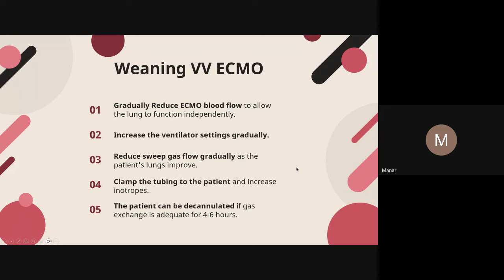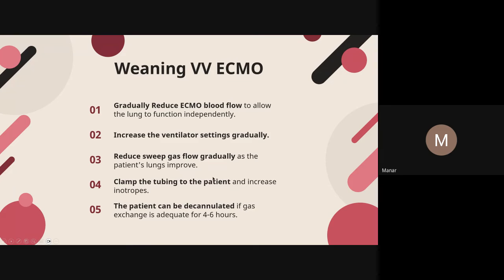Now, going into the actual weaning of the machine, I'm starting first with the VV ECMO, the venovenous. First, we're going to gradually reduce the ECMO blood flow to allow the lung to function independently. And then we're going to increase the ventilator settings gradually. And then we're going to reduce the sweep gas flow gradually as the patient's lungs improve. And then we're going to do a very important step right here. It's to clamp the tubing to the patient and then increase inotropes.